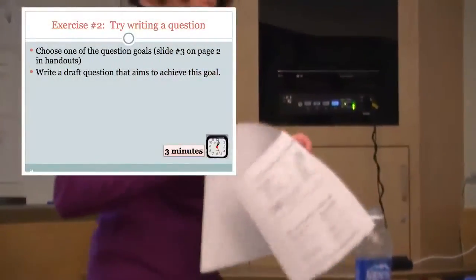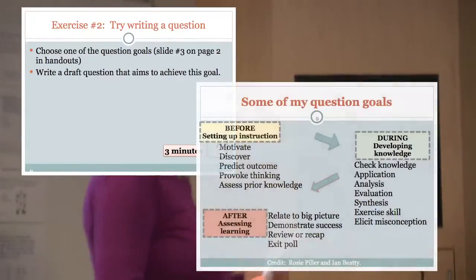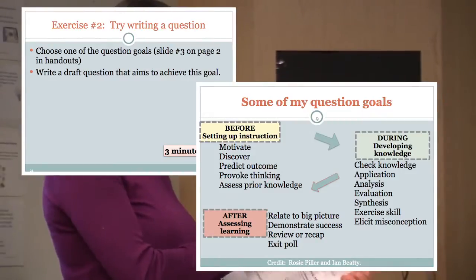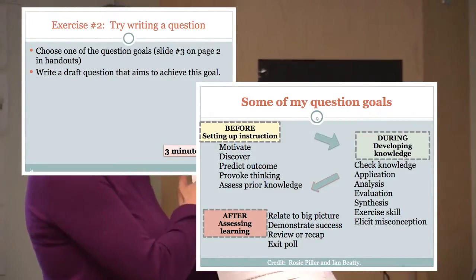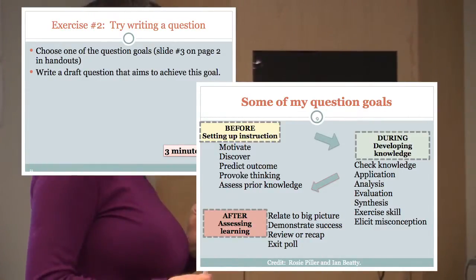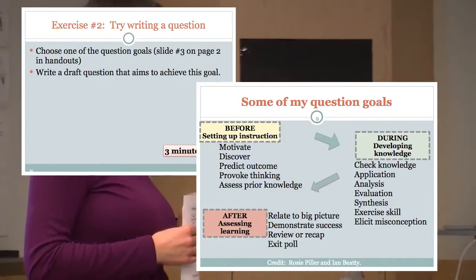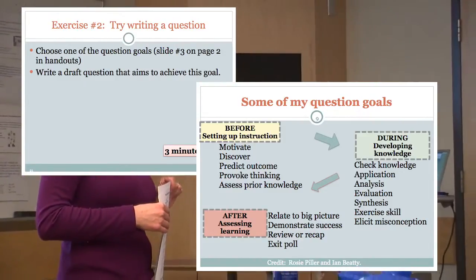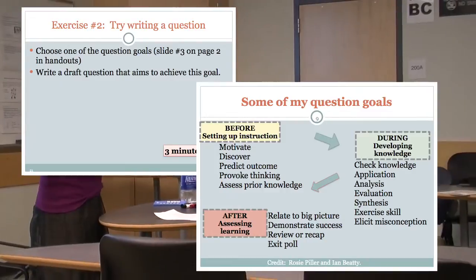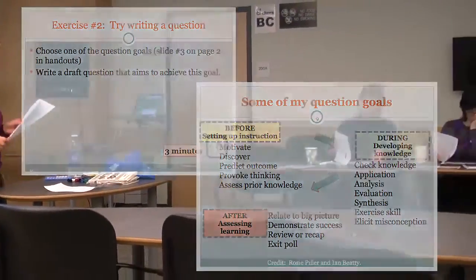Using those different goals of questions, I want you to choose one of those question goals. It doesn't matter which one. Just choose one that sort of draws you, and those are the possible question goals here. And just write a draft question that aims to achieve that goal. Write 4 or 5 distractors. This doesn't have to be perfect. We're going to be workshopping it during the rest of the workshop. But just take 3 minutes on your own to try to write a draft question that's aimed at a specific goal. Probably easiest to think about a course you're currently teaching.